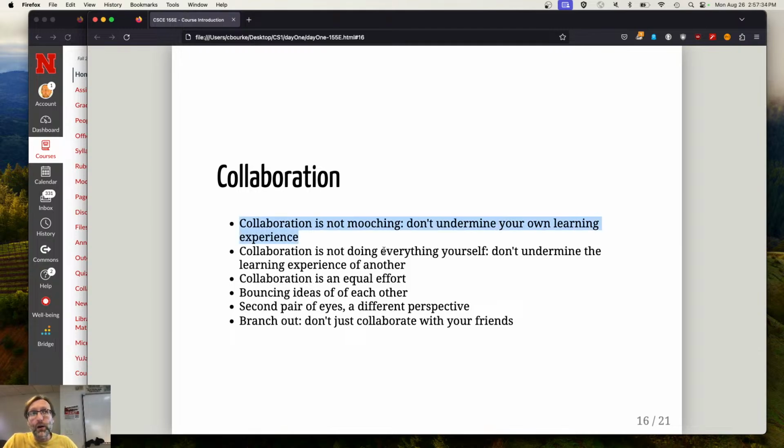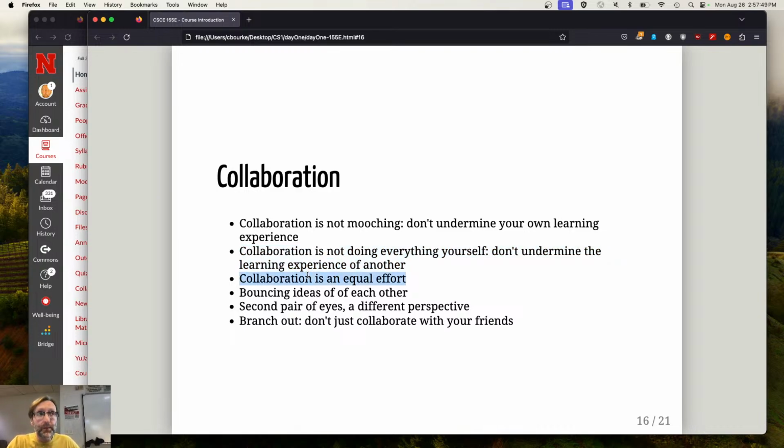If you're the other partner that does everything for themselves, and you don't let your partner get a word in edgewise or whatever, you are undermining the learning experience of the other partner. Don't do either one of those things. The collaboration is supposed to be an equal effort.